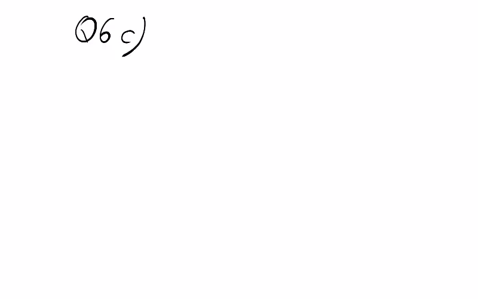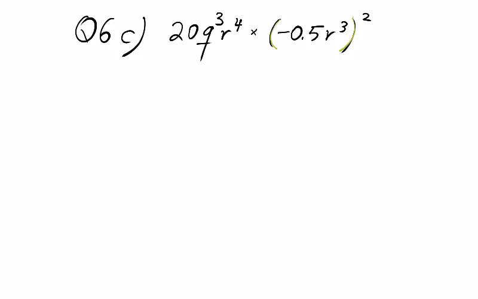6c. We have to give this expression in simplest form. We have 20q cubed r to the power of 4 multiplied by negative 0.5 r cubed, all to the power of 2. So let's look first at the brackets. We see straight away calling our attention the brackets. We don't need to do anything inside, but we have that power outside.